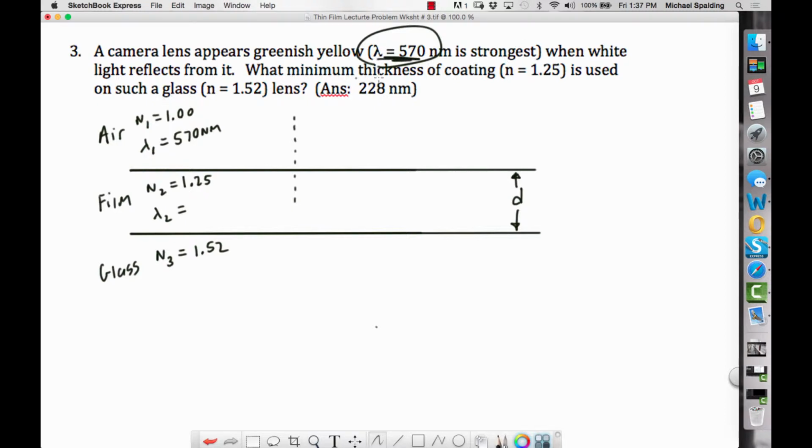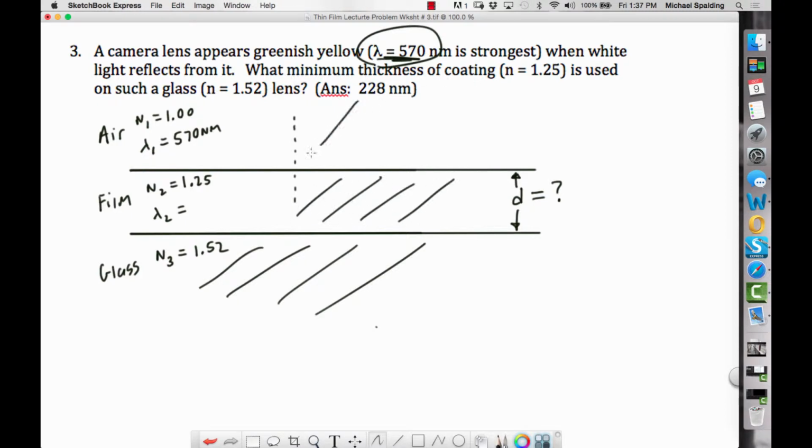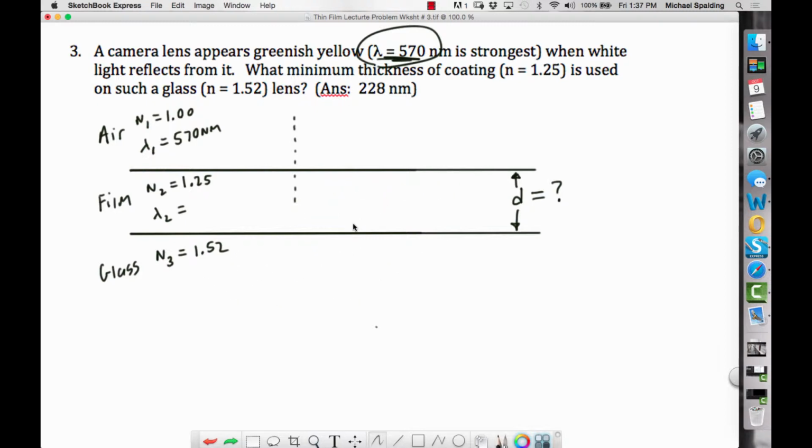What minimum thickness, which is this D right here, we're looking for the thickness of the film. We're given the index of refraction of the film, 1.25, and then we're given the index of refraction of the glass. So the glass is on the bottom, then we have this layer of film, and then we have air, like this.